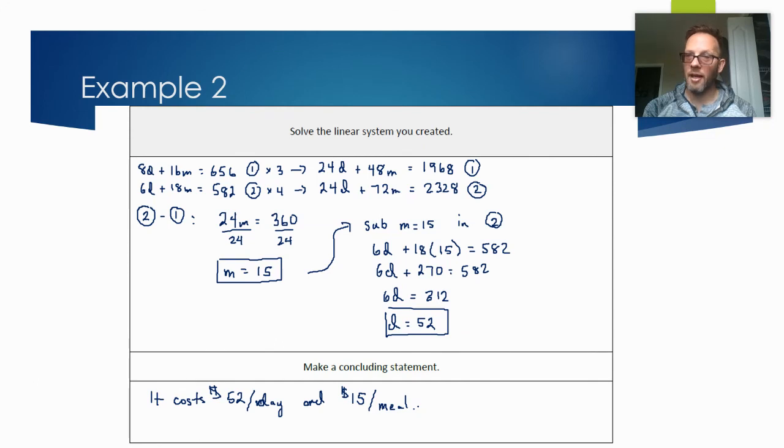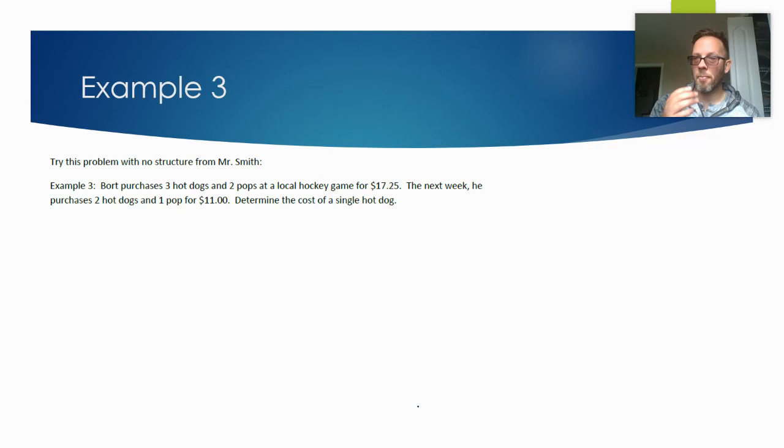All right, so a second example in the books. In this last example, I haven't given any structure, so I'd like to see if you could possibly give it a try. So pause the video, try it on your own at home. If you're in the classroom with me, I'm going to give you a few minutes, see if you can set this one up. So remember, assign variables, set up your equations, solve the linear system, and make a concluding statement.